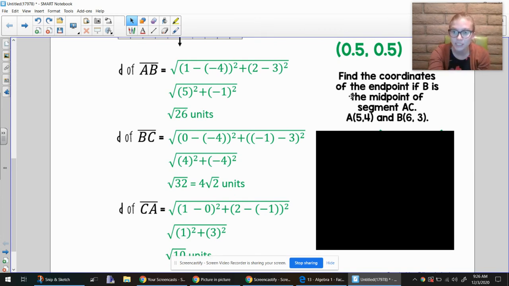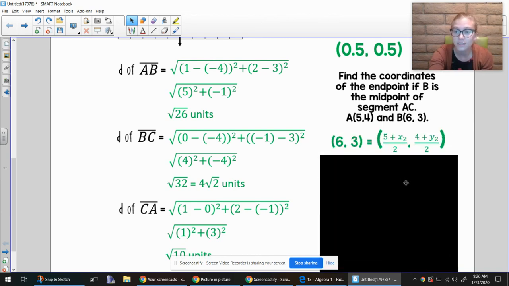Last but not least, we're going to use the midpoint formula to find the coordinates of an endpoint if we know the midpoint. So B is the midpoint of segment AC. So B is (6, 3), and A is (5, 4). So this is how we're going to find it.